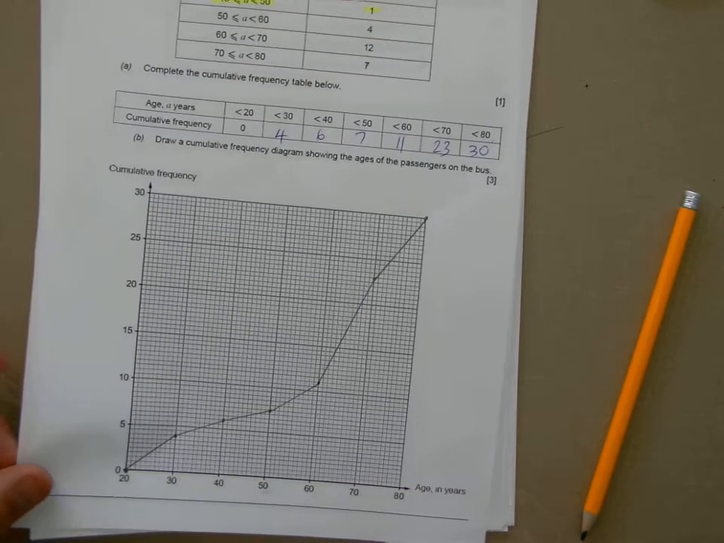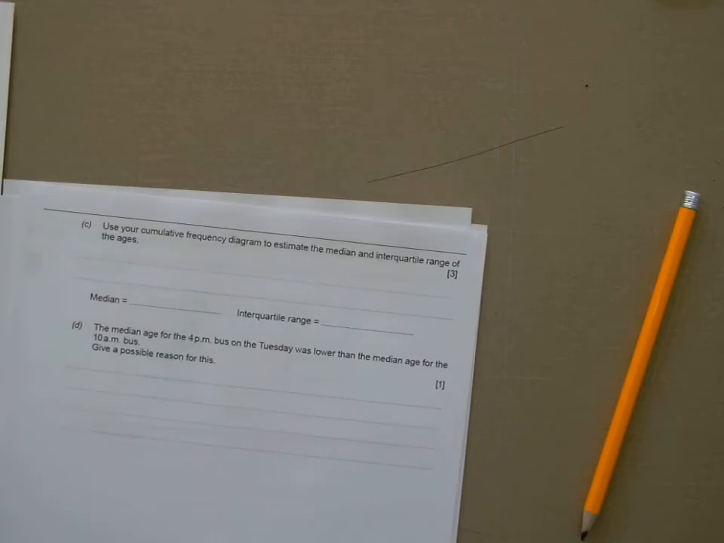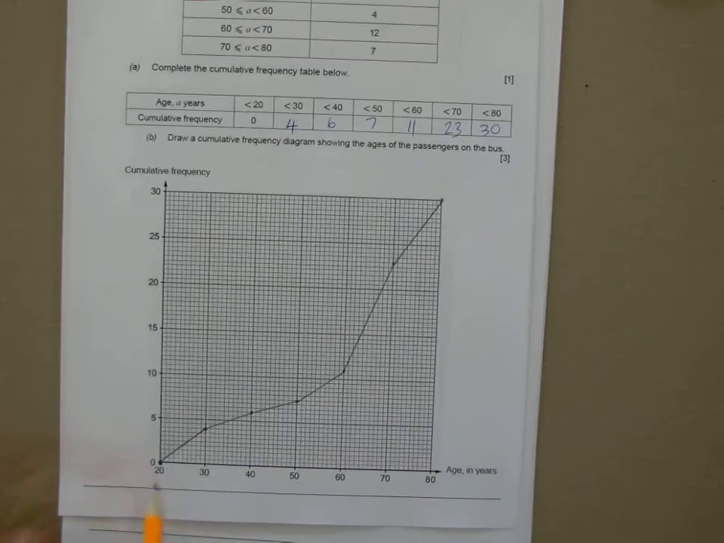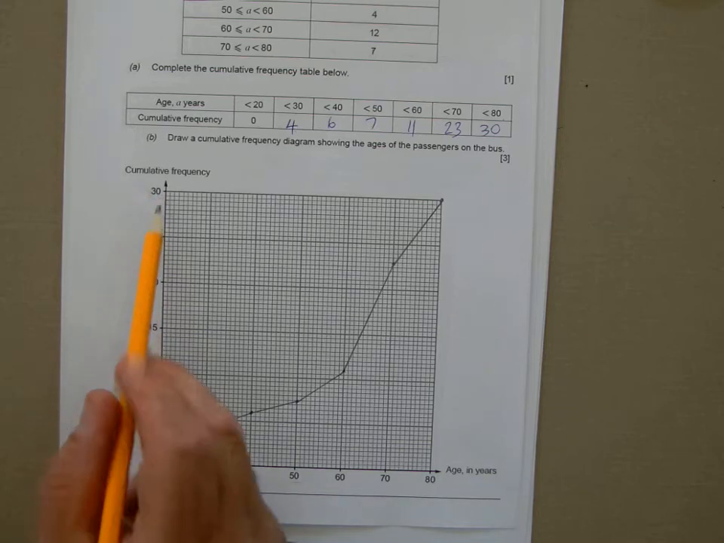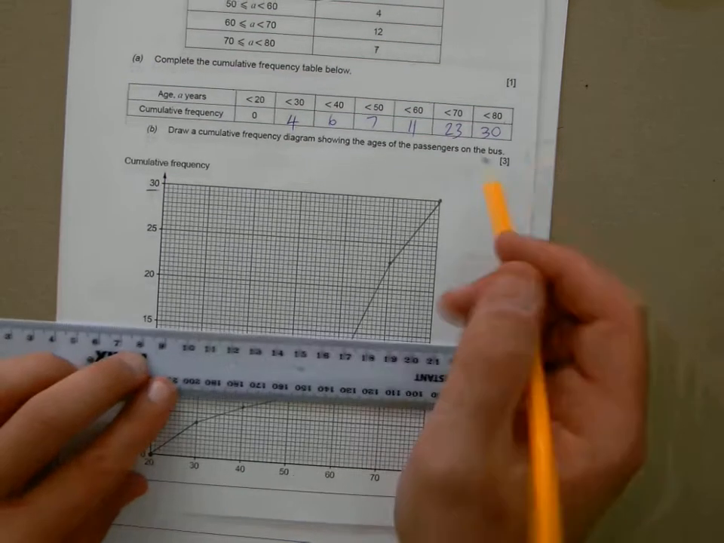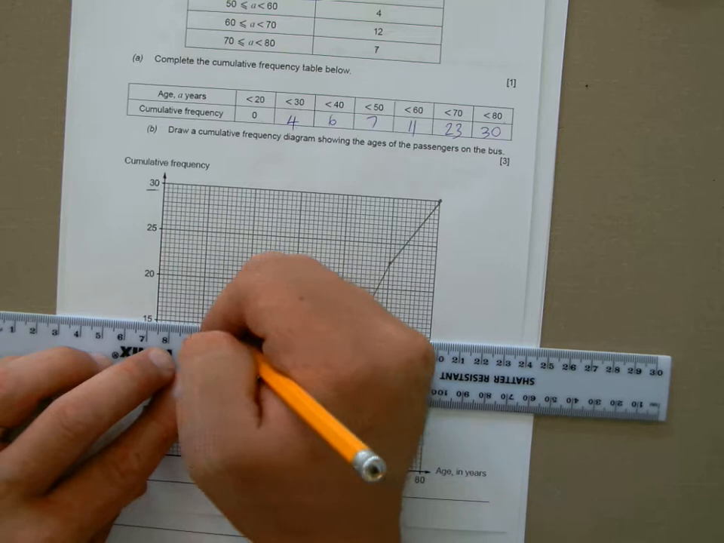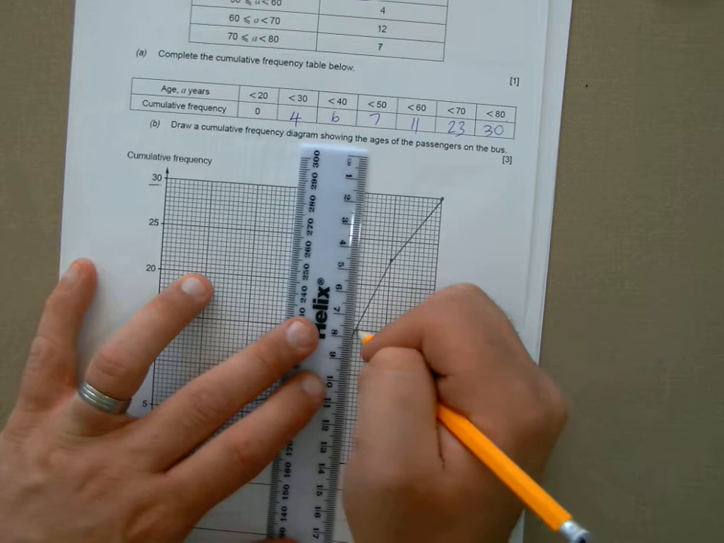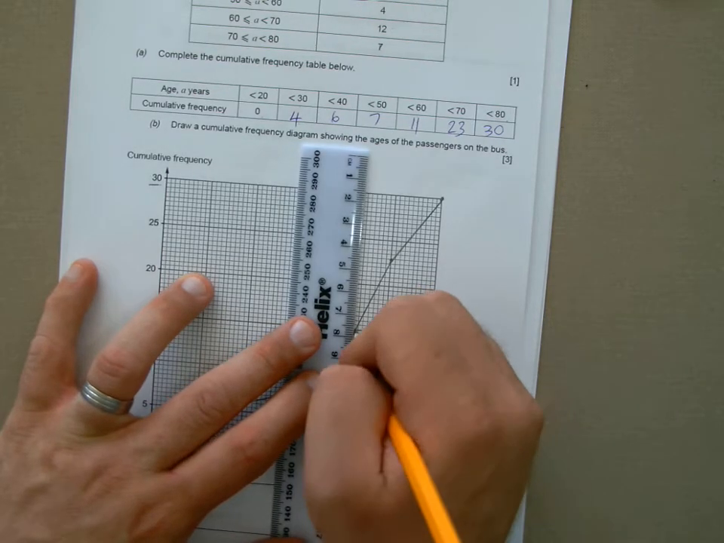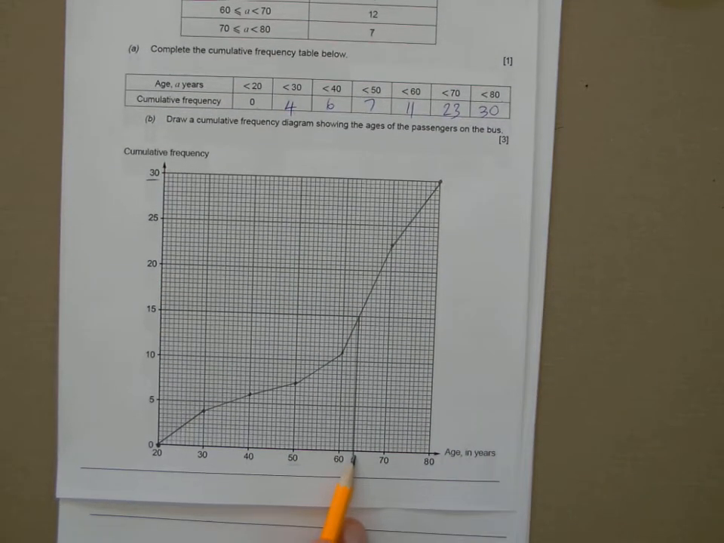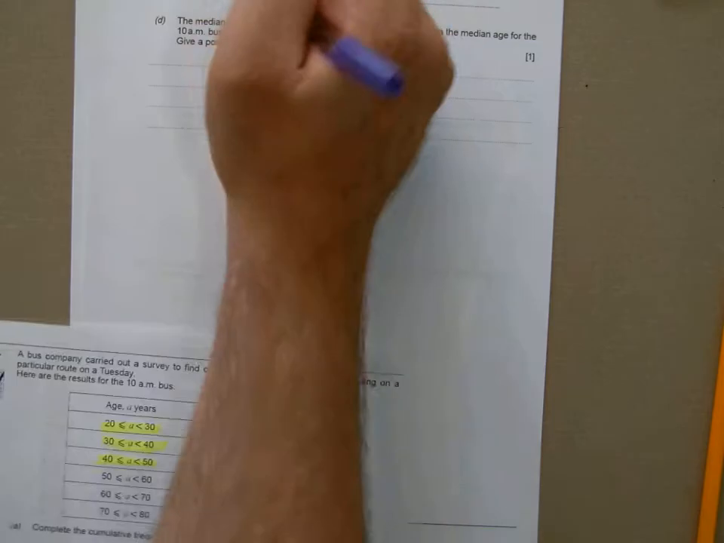Okay, so part C then, it says use your cumulative frequency diagram to estimate the median and interquartile range of their ages. Well, we need to now do the median to start with, median age. Let's first of all think about how many people we've got here. We've got 30, haven't we? So the median, the middle one, will be the 15th person. So I draw a line across at 15. And we draw a line down to see what their age is going to be. Okay, I think that comes out as 63 on mine. The median age is 63.